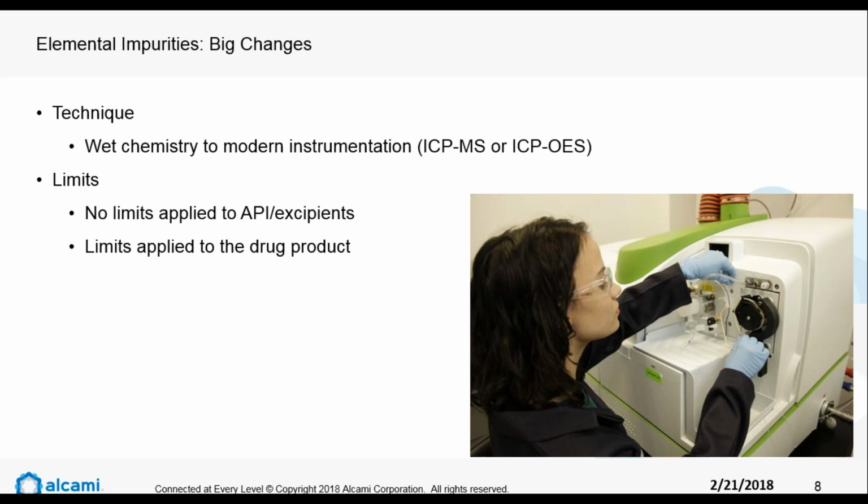So one of the biggest changes with the new elemental impurities is we're going from a wet chemistry heavy metal test to a new technique. It's going from wet chemistry to an ICP-MS or ICP-OES. That's described very clearly in USP 232, 233. And like I said before, the limits are shifting. Where up until recently the limits have been on the APIs and the excipients for heavy metals, the limits have now been shifted to the drug product. It's no longer required that the heavy metals be tested on excipients and APIs when they're being released, but rather on the drug product before it goes into the market.